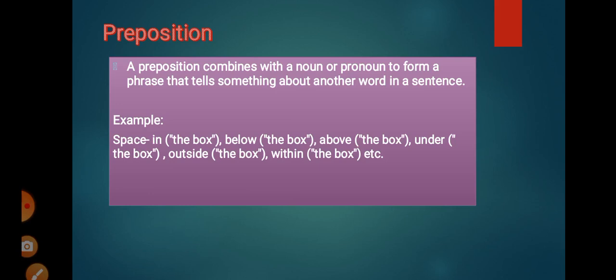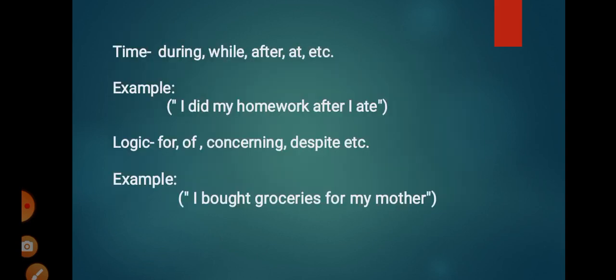Examples of prepositions that express a relationship in terms of time are during, while, after, at, and so on. For example, in the sentence "I did my homework after I ate," the preposition after tells when I did my homework. This differs from an adverb because something follows the preposition here, and the preposition relates to different things in a sentence.